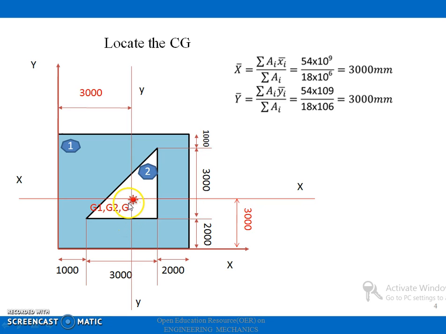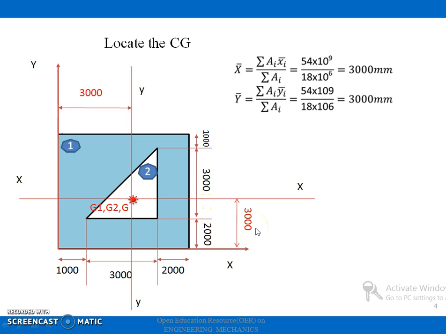Now, taking the center of gravity distance from the reference lines, that means this side 2000 plus 1000, so the total distance x2 is equal to 3000. Similarly, if this is equal to 3000, this distance will be equal to h by 3, that means this distance is equal to 1000. Now this is a reference line, so 2000 plus 1000 becomes 3000.